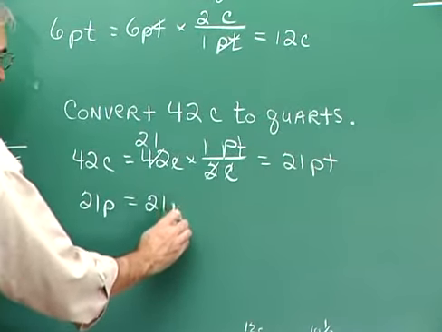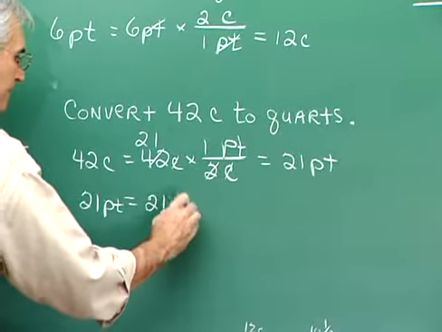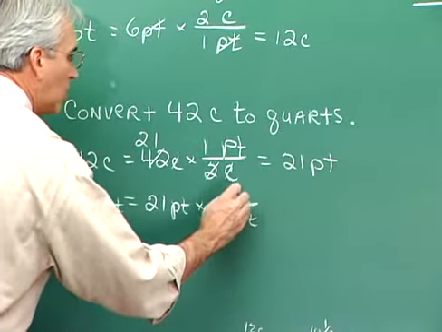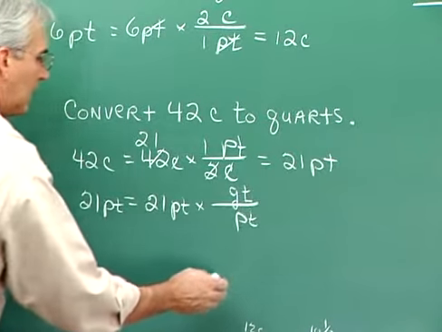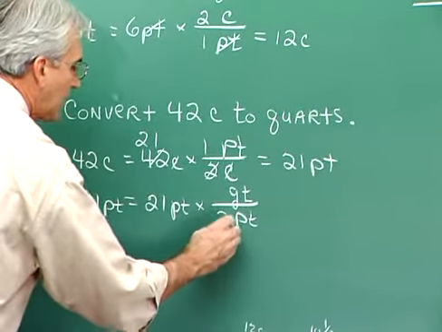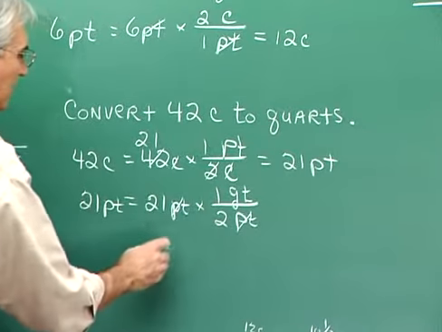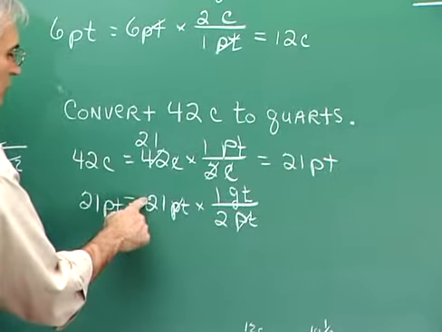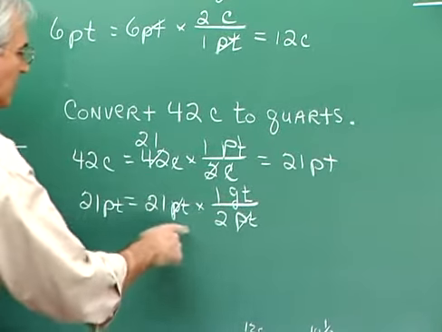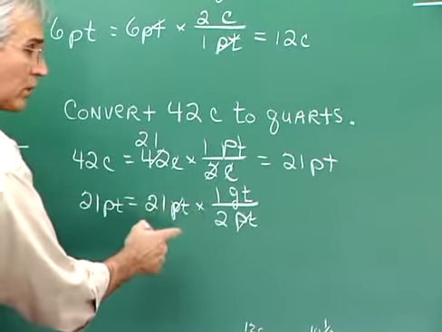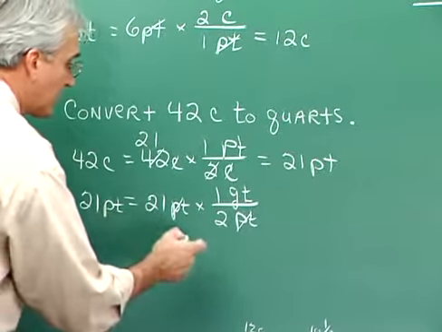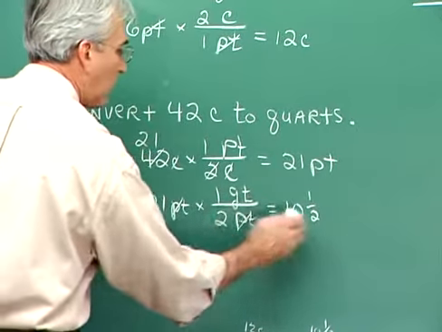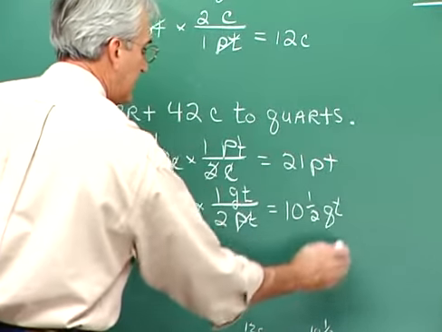So this is 21 pints times a fraction with pints in the denominator, quarts in the numerator. And let's see, it takes 2 pints to make 1 quart, so the pints go out. Now we have, oh, no cancellation here, so it's 2 into 21, and that turns out to be the operation that we perform. 2 into 21 goes 10 times with 1 left over, so it's 10 1/2 quarts, or 10.5 quarts.